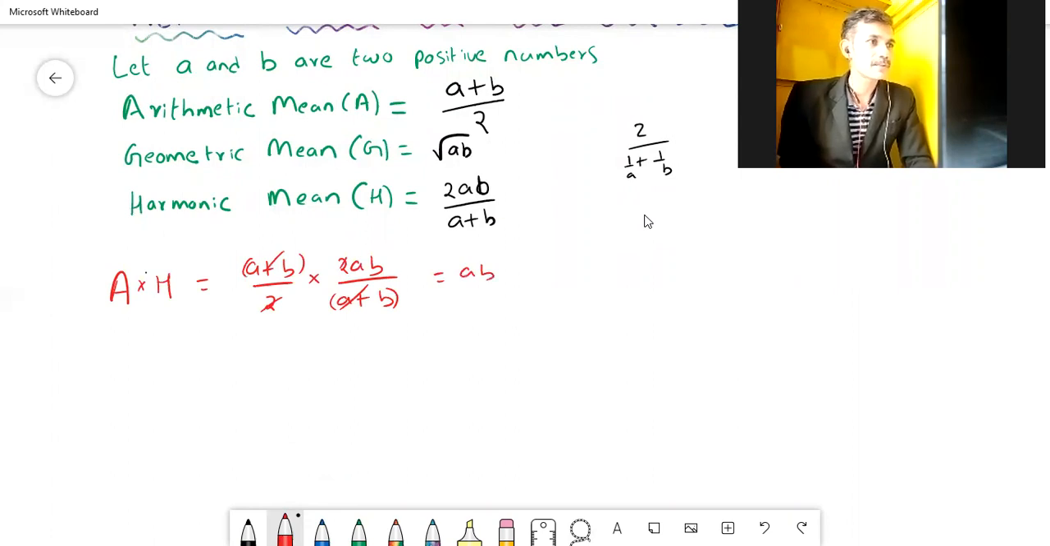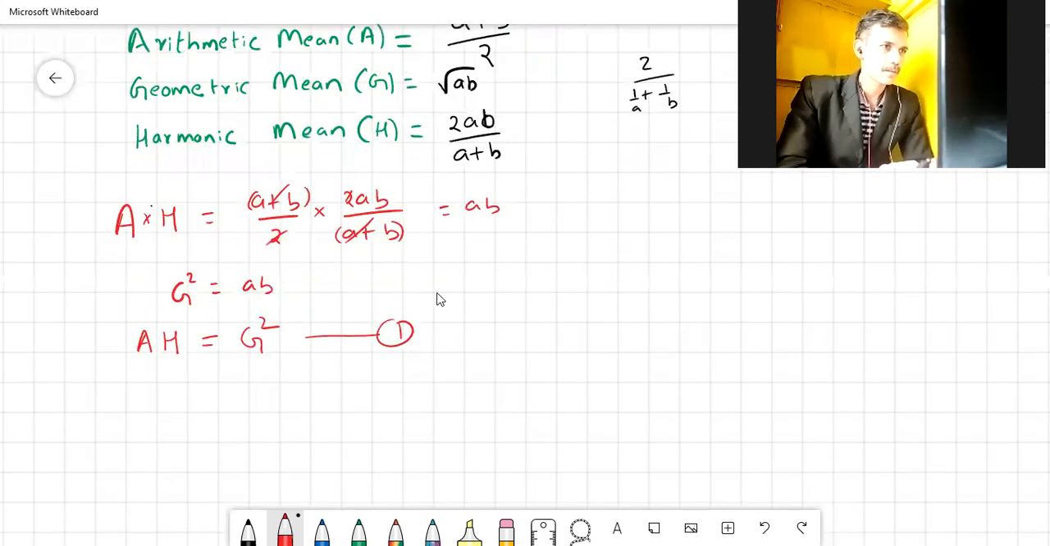And if you see the value of G square, square root of AB whole square. So what you are going to get? Same AB, no? So these two are equal. So the first result we got is: the product of arithmetic mean and harmonic mean will be equal to the square of the geometric mean. This is the first equation we obtain. Okay.